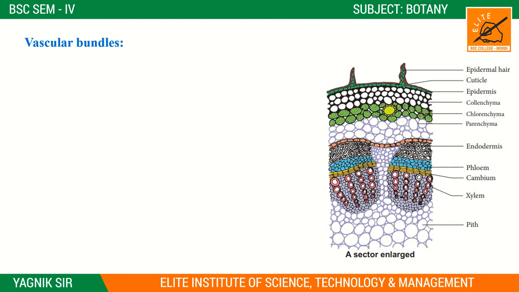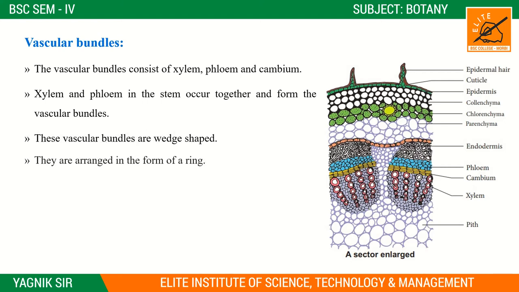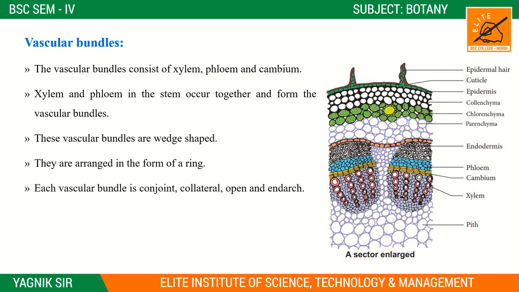Then the next one is the vascular bundle. The vascular bundles consist of the xylem and the phloem, and the two are separated by the cambium ring. The xylem and the phloem in the stem occur together and form the vascular bundle. જો એકબીજા સાથે ભેગા થઈ જાય તો એને આપણે શું કહીએ? Vascular bundle. The vascular bundles are wedge shaped and arranged in the form of a ring, and they have different kinds of arrangement, like conjoint, collateral, open, endarch.